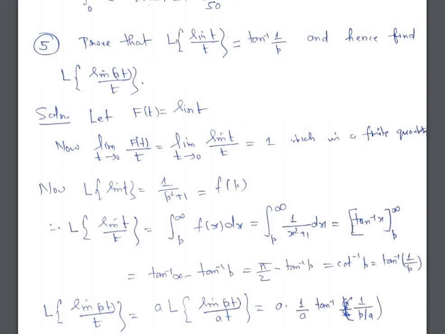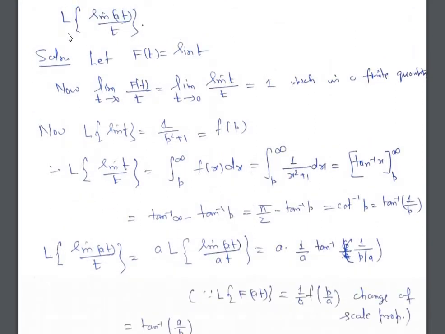The integral of 1 upon x square plus 1 is tan inverse x, from p to infinity. Put the limits: tan inverse infinity minus tan inverse p. Tan inverse infinity is pi by 2, and pi by 2 minus tan inverse p is cot inverse p, which can be written as tan inverse of 1 upon p. So, this is the first part.